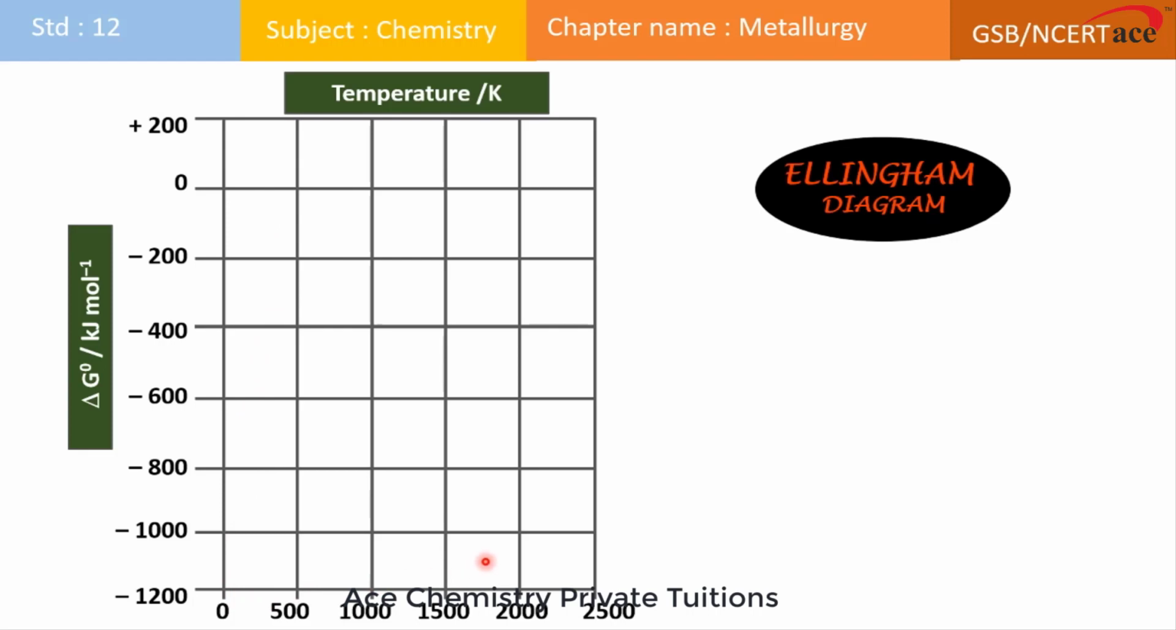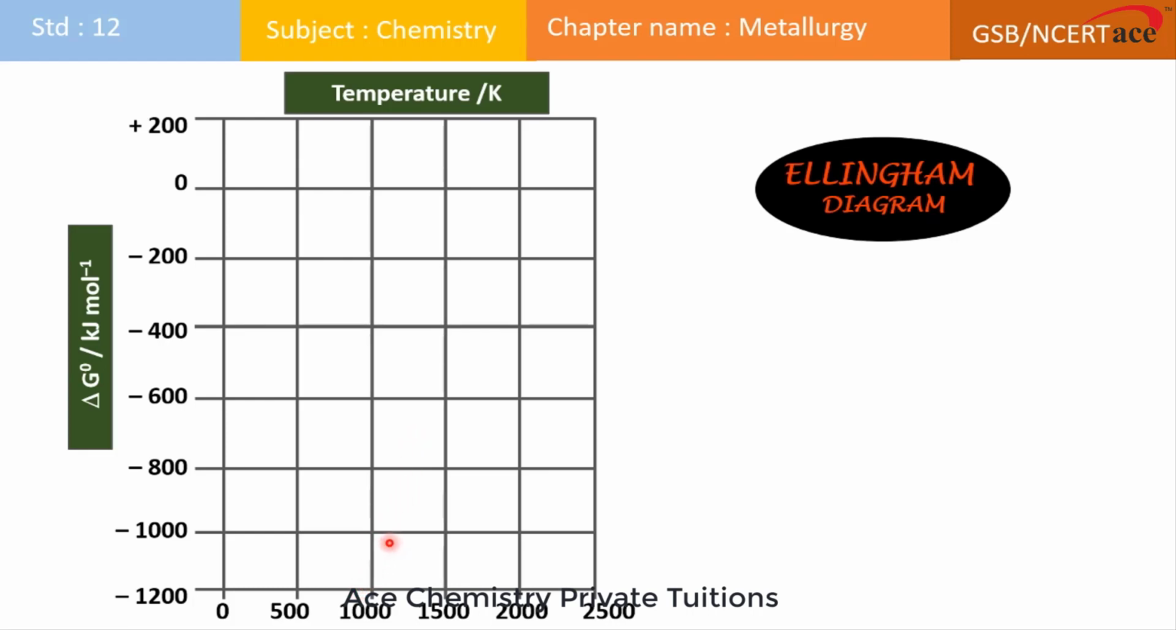On the y-axis, we see the lowest possible value is minus 1200, and on the x-axis, it starts from 0 Kelvin. The temperature runs from 0 to 500 and up to 2500, taken on the Kelvin scale. So basically, this graph gives an idea of the stability of the oxides of certain elements, and also shows that the stability is affected by the temperature.